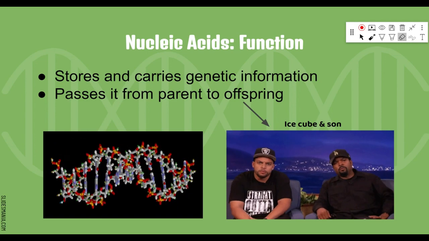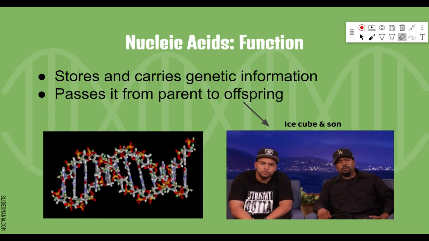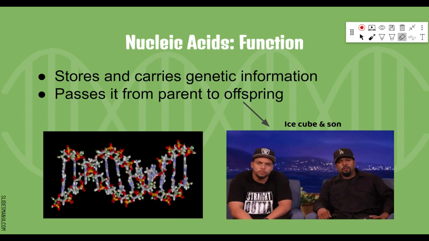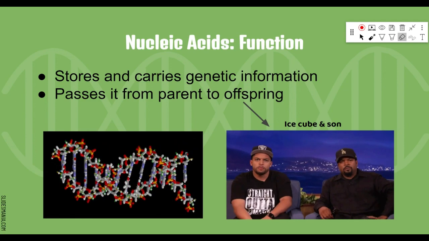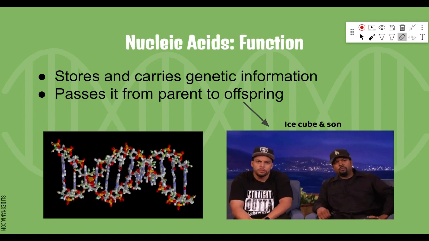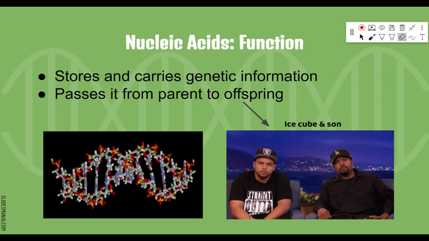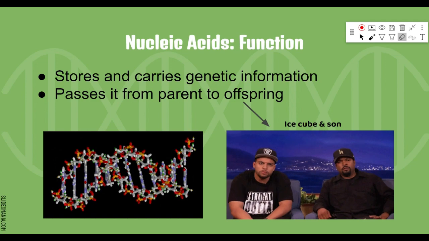But the function, the thing that it does that is so important to us, is it stores and carries genetic information, right? So those A's, T's, C's, and G's that we talked about, and we'll talk about in a little bit more detail, those are the four letters that make up that code, right? And this code is passed from parent to offspring.